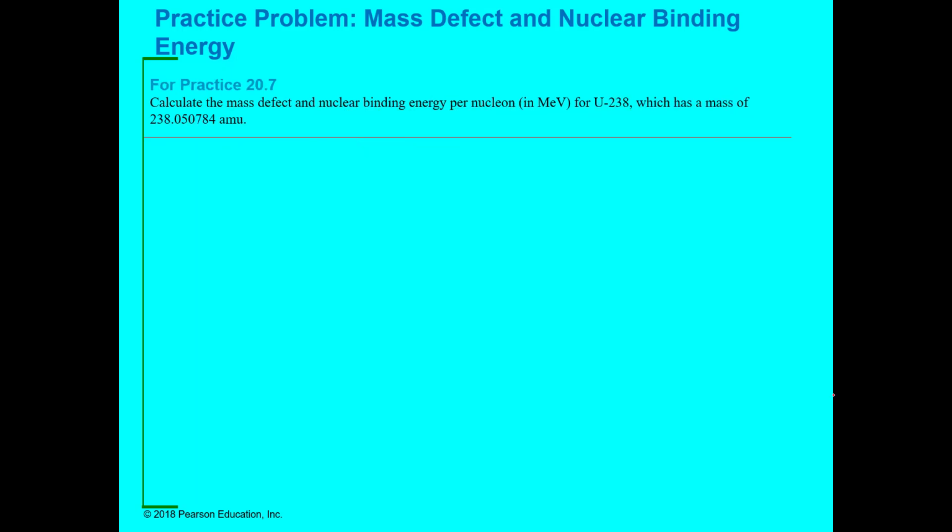This is your practice one. I'm going to go ahead and tell you I got 7.66 MeV per nucleon. The back of the book said 7.569, I think. So I think it's a rounding thing. So, you know, just don't worry if you get somewhere close to 7.6, then you've done it correctly.